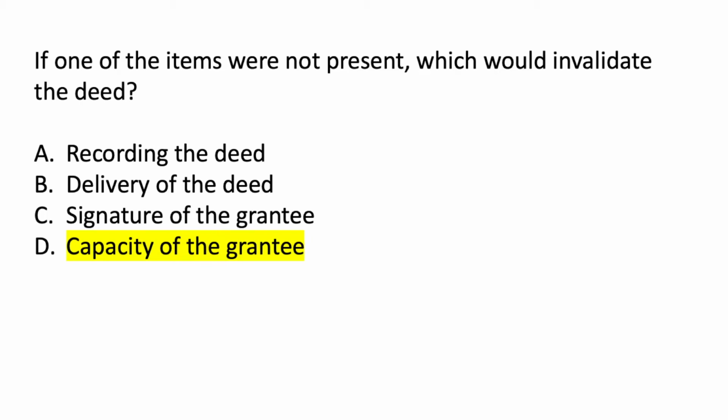All of those, and this question's worded weird. If one of the items were not present, which would invalidate the deed? Well, the recording's not going to invalidate the deed. The delivery of the deed's not going to invalidate the deed, because you need that. The signature of the grantee, that's not going to invalidate the deed. It's not required, but that's not going to invalidate the deed. But the capacity of the grantee would invalidate the deed.